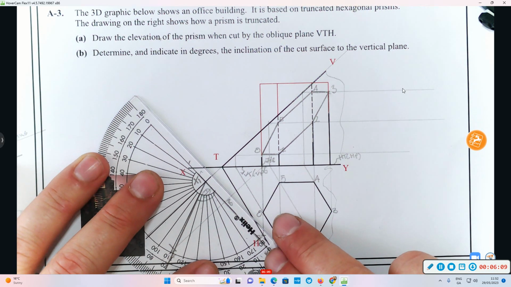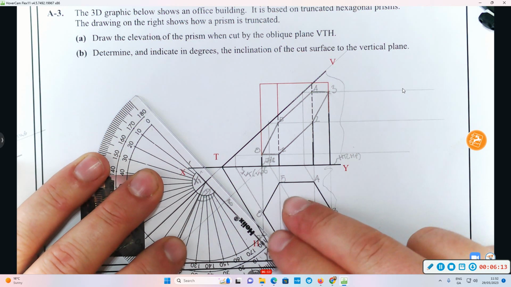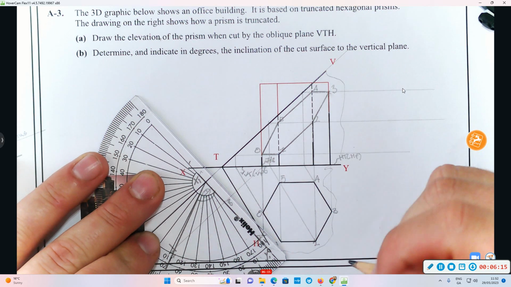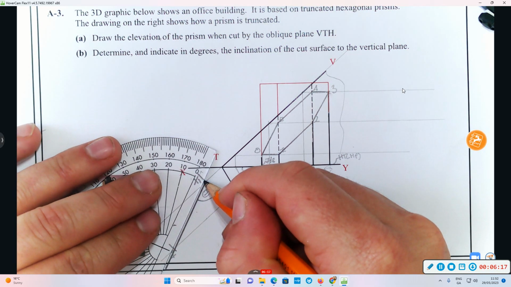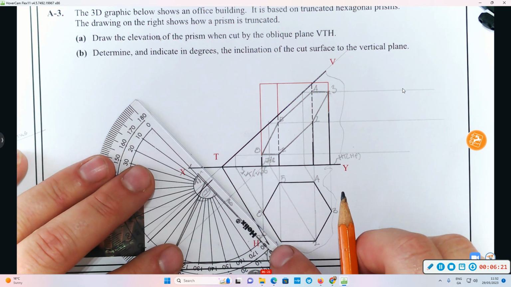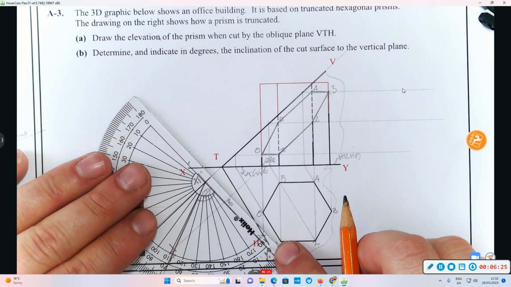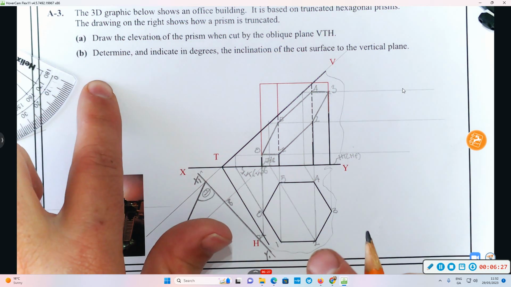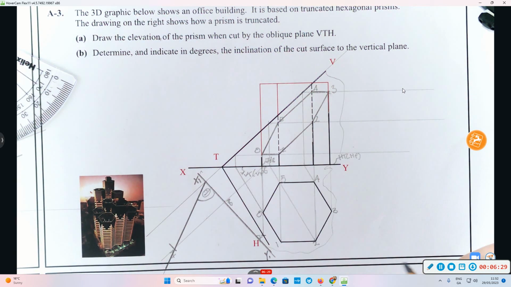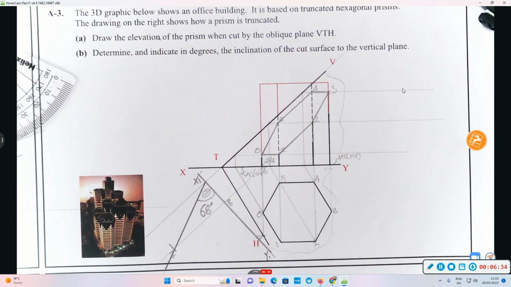which we can see here is about 68 degrees. So 68 there. And it says determine and indicate in degrees. So you want to be writing in your 68. Right. Thank you. Cheers. Bye-bye.